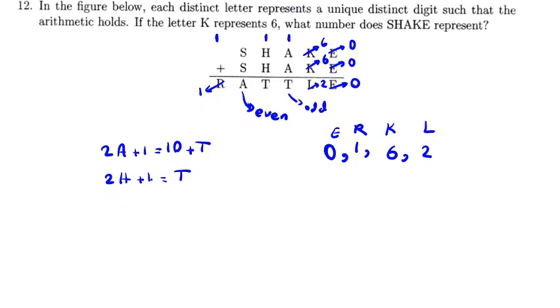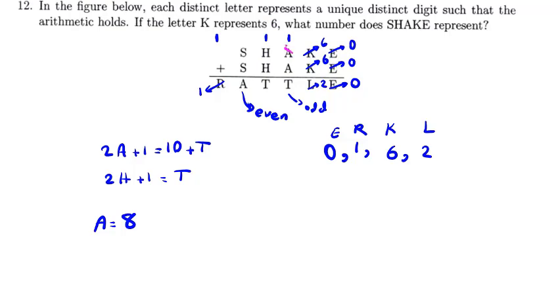Now, A, I've proved that A is even, and 2A plus 1 is 10 plus t. It has a carry. So A is at least 5, because 4 plus 1 is 9, we don't have a carry here. So A is at least 5. A is also even. So the minimum case A can be is 6, but 6 is K. So we should consider only 8. And so A is 8. The only case that we have for A is 8.